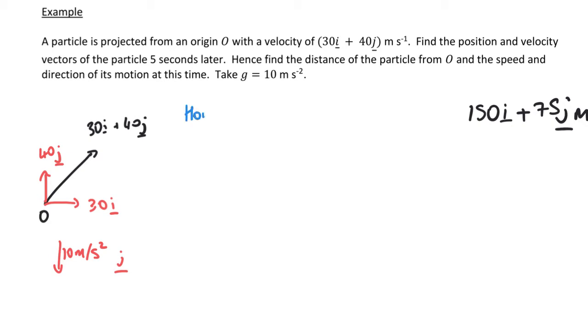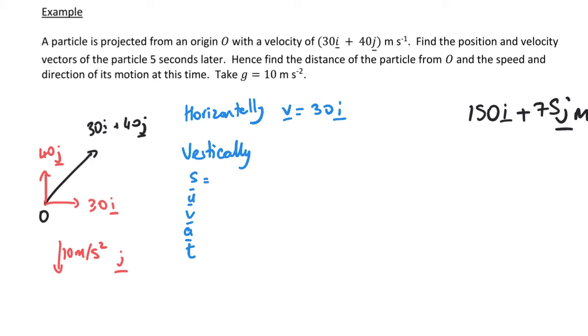So horizontally, the velocity always is the same, so it's going to be 30I. Vertically, again we can do our constant acceleration. So S we kind of know, but we're best trying to avoid it if we can. The initial velocity is 40J. Final velocity is what we're interested in. The acceleration is minus 10J, and the time taken is 5.